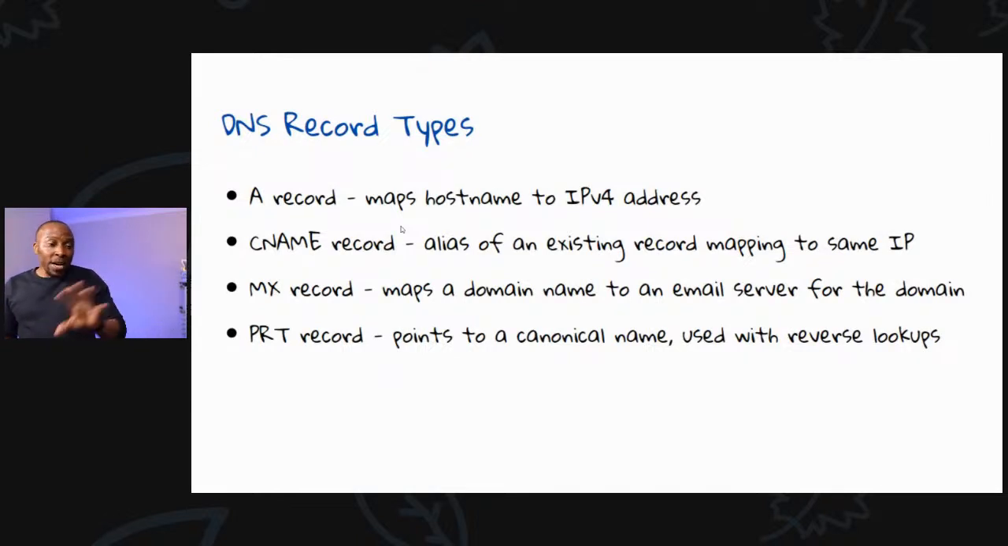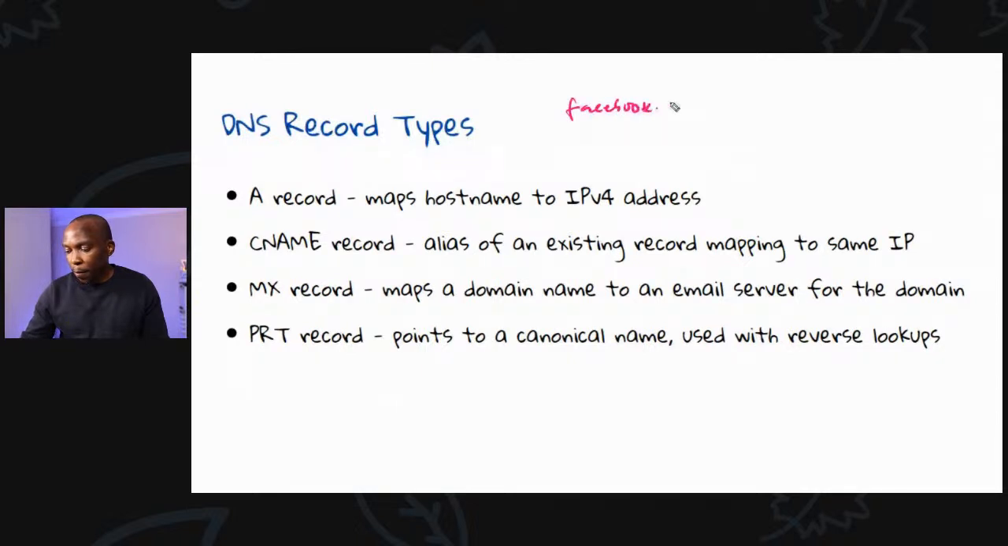There are quite a number of records, but the ones that are important for Network Plus is what is known as an A record, right? An A record is a record that maps a host name to an IPv4 address. So we looked at facebook.com, and we said the IP address is 157.8.5.24. When this record is recorded in the DNS server, it is known as an A record.